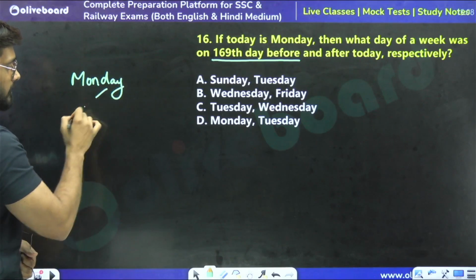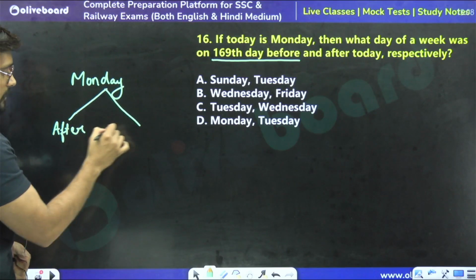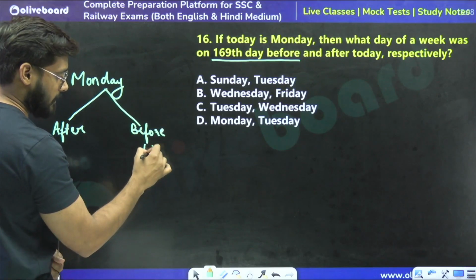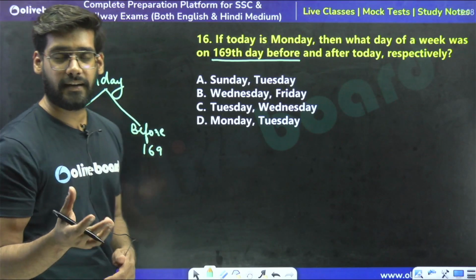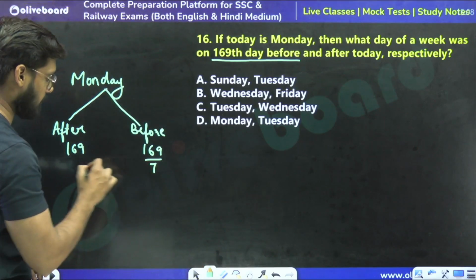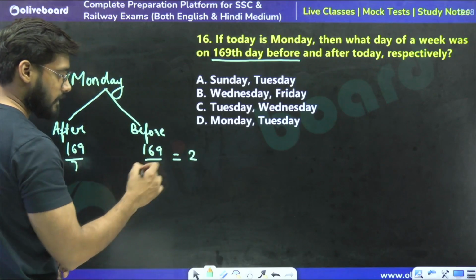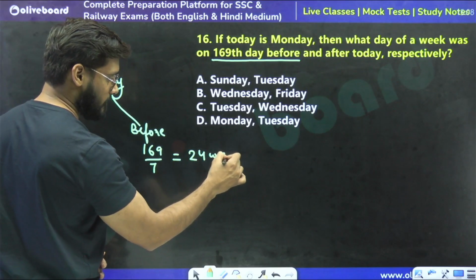We need to find the day after and before 169 days. How to find after and before 169 days, or any number of days? Divide this 169 by 7 and find the number of weeks. So the number of weeks will be 7 times 24 is 168, so 24 weeks will be there.